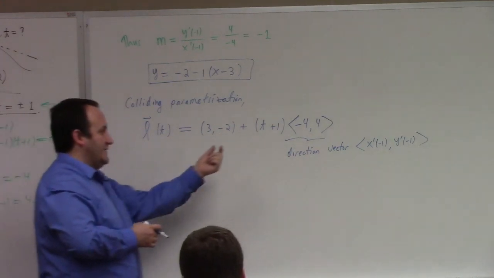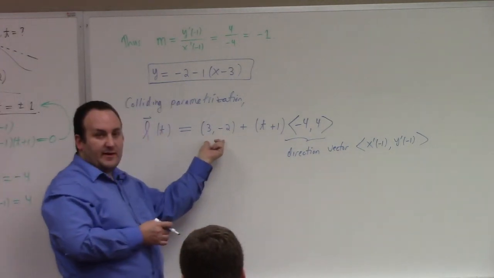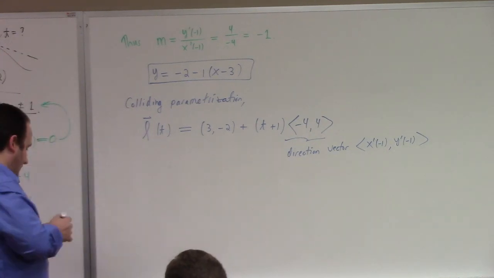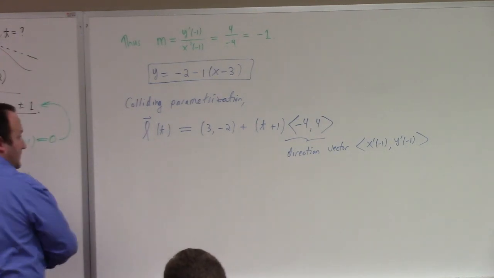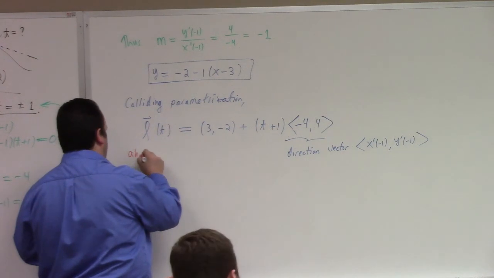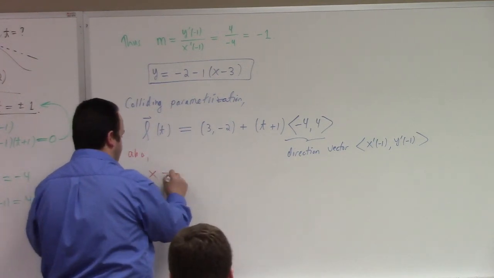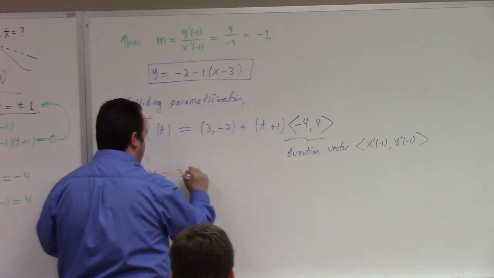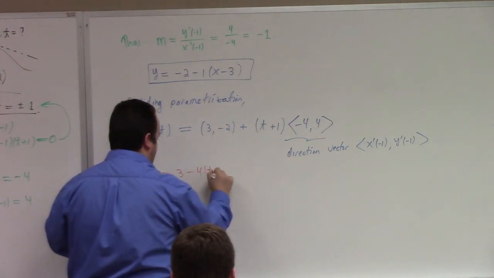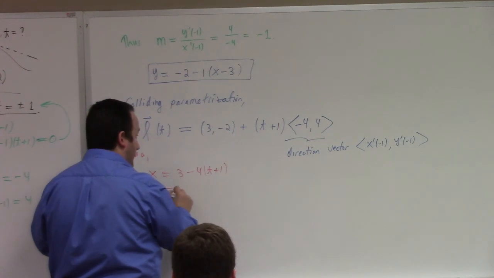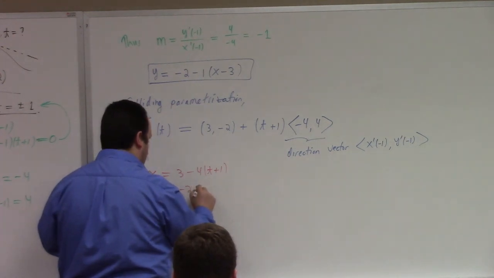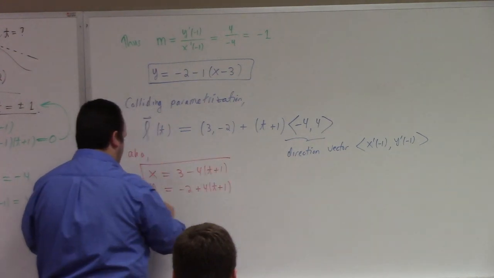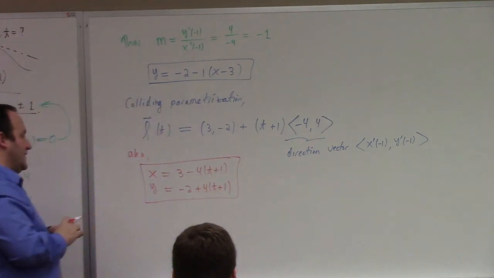Yeah, we get that's 0, and this just gives us back (3, -2), right? So if you put time equal to -1, you get back the point. And so the parameterization: we have x equals 3 minus 4 times (t plus 1), y is equal to -2 plus 4 times (t plus 1). There you go. These are the so-called matching parameterization of the tangent line.